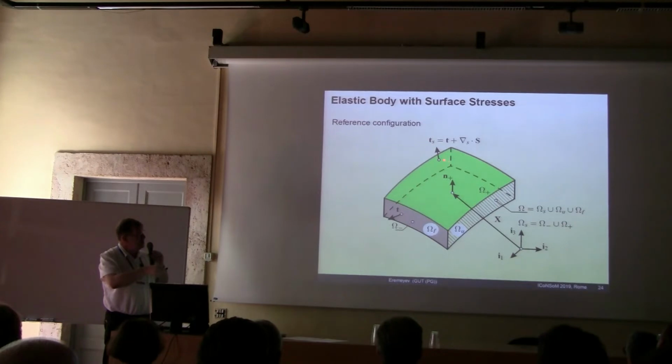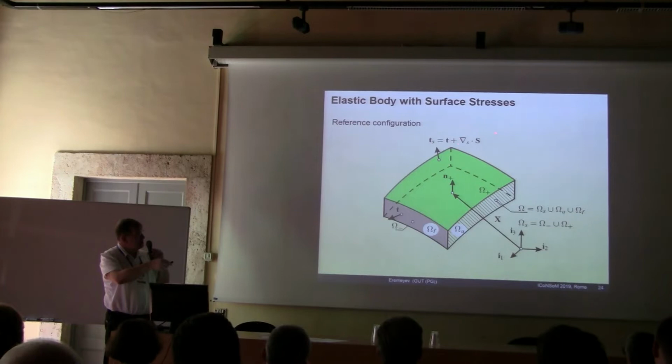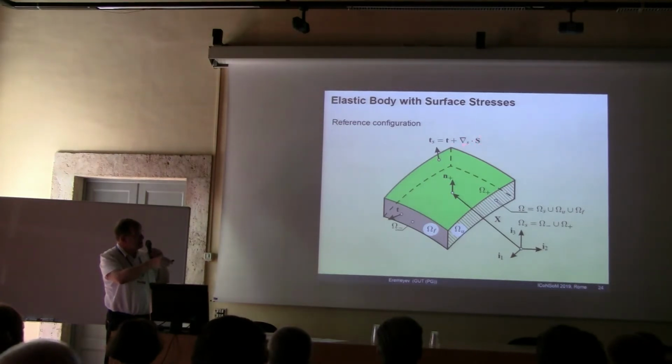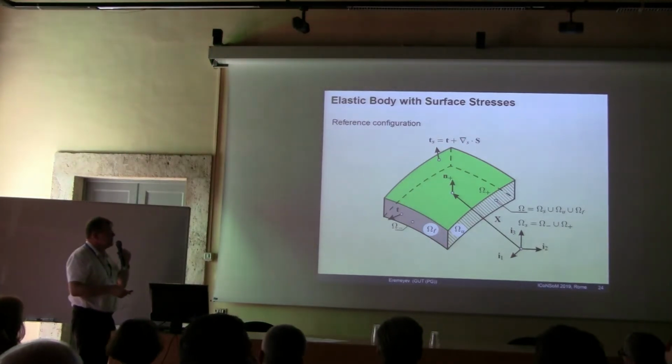And what do we have? We have traction, and traction consists of two parts. It's the typical external forces acting on this surface, plus the surface divergence of the surface stress tensor. The surface stress tensor S is present here, and the other typical equations we have.